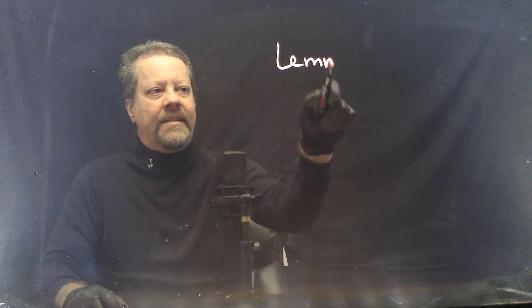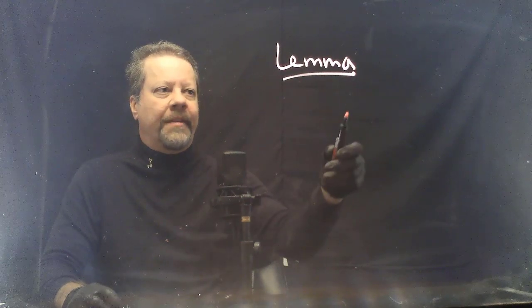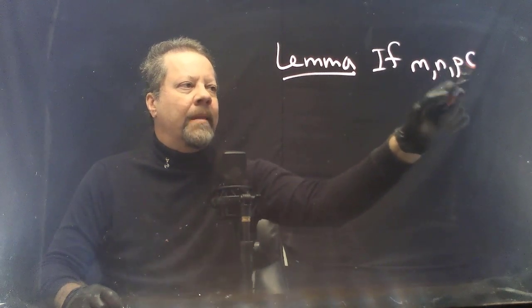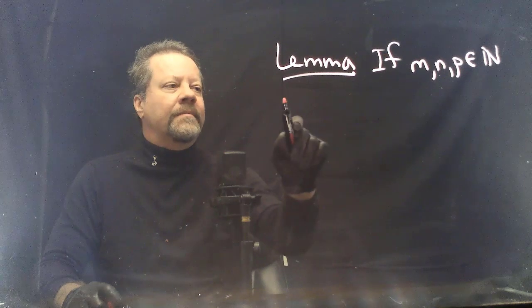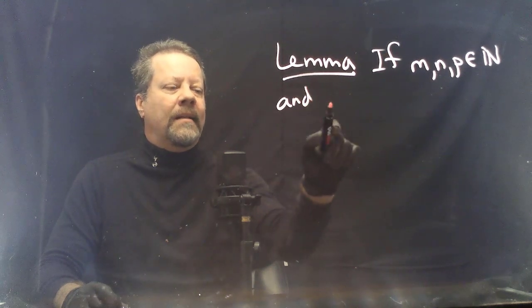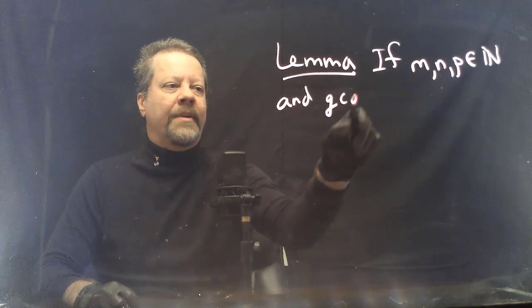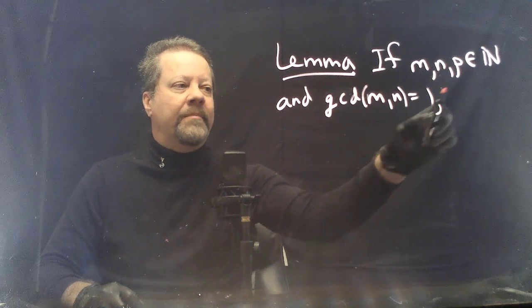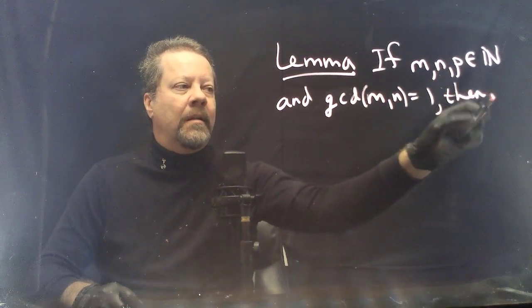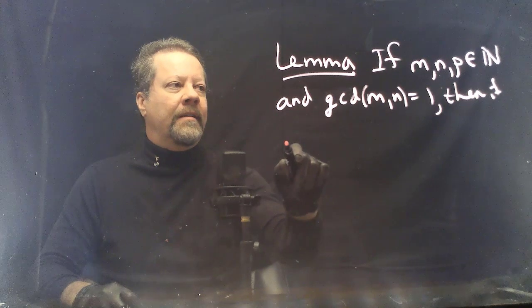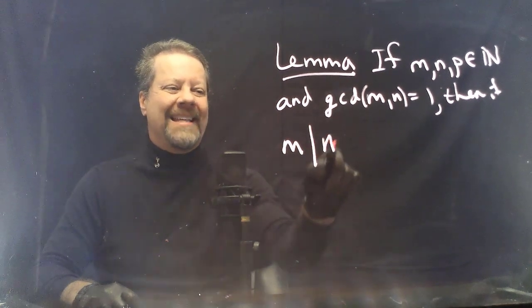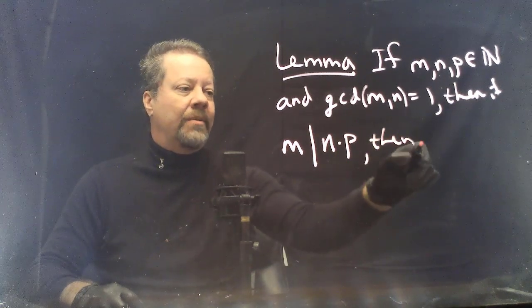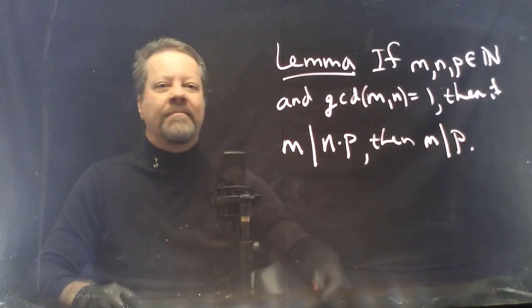Our next theorem is a lemma. A lemma is a theorem that you use to prove other theorems. Let's suppose m, n, and p are natural numbers, not zero. And let's also suppose that the greatest common divisor of m and n is 1, so that they are relatively prime. Then if m divides n times p, we know m doesn't divide into n, so m has to divide p.